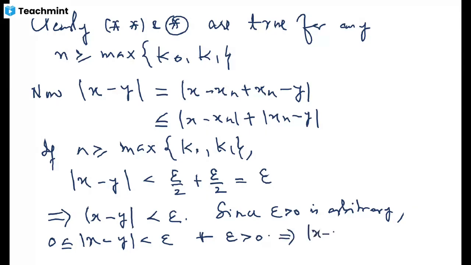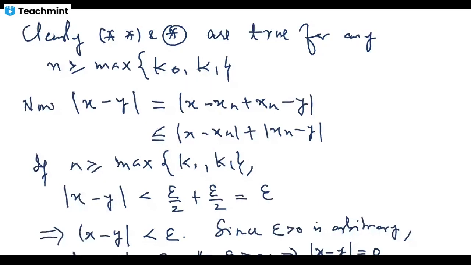So it gives you modulus of x minus y equal to 0. That is equivalent to saying that the distance of x from y is 0 only when x is equal to y. And hence it establishes the uniqueness of the limits of a sequence.